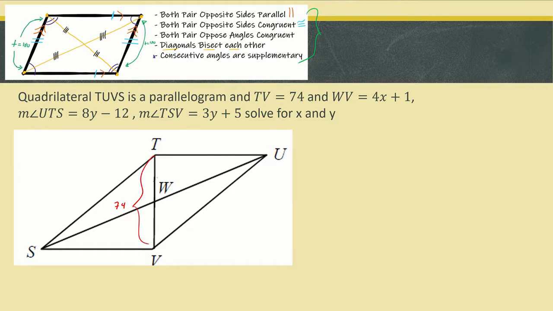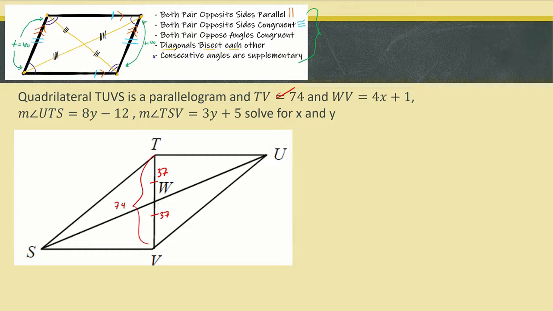So because it's a parallelogram, I know that these are being bisected, or these two parts are the same, right? So I take 74 and divide that by 2, and that's telling me that each part is 37 and 37. The other information they're telling me is that WV is equal to 4x plus 1. Okay, so that's important because they're going to want us to solve for x, right?